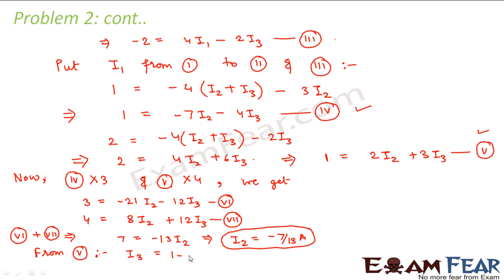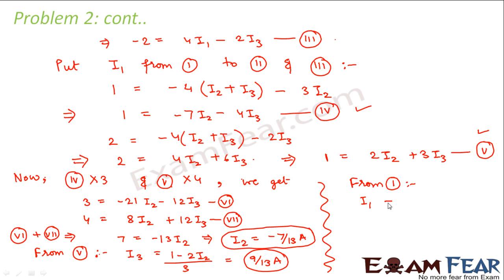So I3 will be equal to 1 minus 2 I2 divided by 3. So this comes out to be 9 by 13 amperes. So this is I3. So now once we know I2 and I3, from equation 1, we can calculate the value of I1, which is minus I2 minus I3. So this comes out to be minus 2 by 13 ampere.